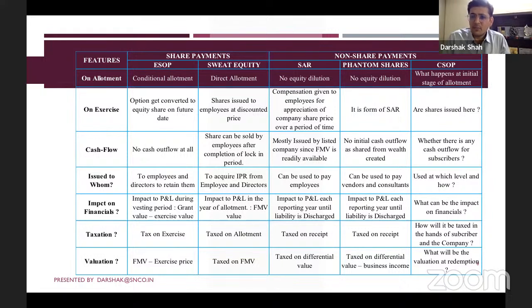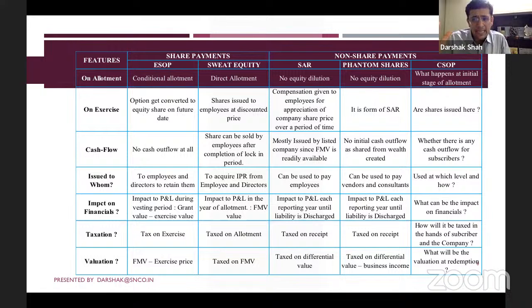But then, of course, there are a lot of ways in which it gets crafted. Taxation: how will it be taxed? In the hands of the subscriber and the company. Now, when the money is received, currently what is happening, since there are no specific regulations available for this, is that currently it is not considered. Sorry, currently it is.